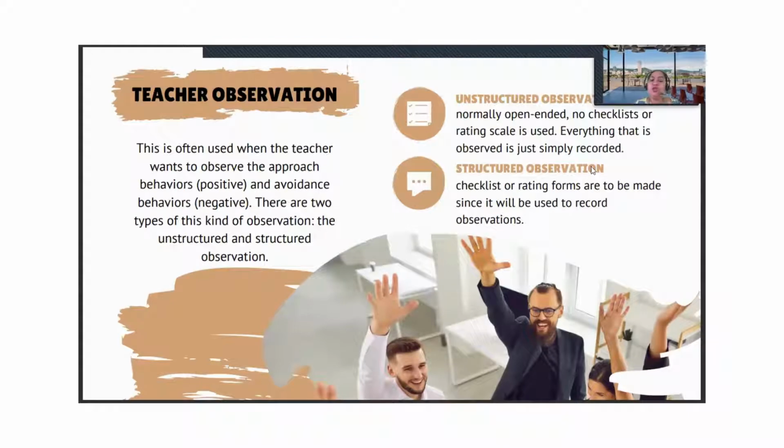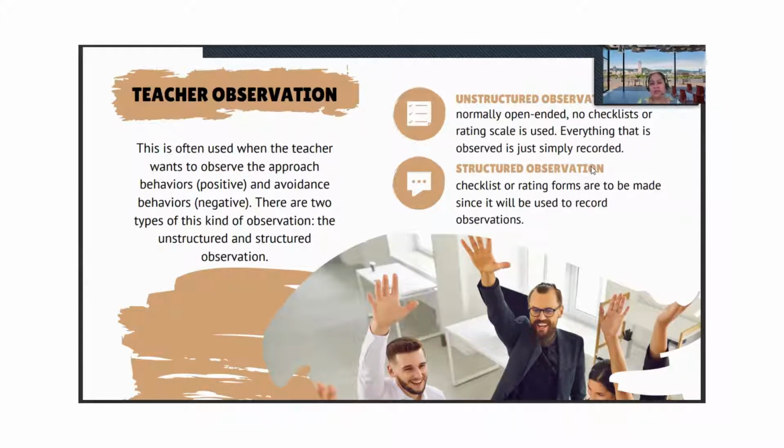Okay, so in teacher observation, this is the first tool that we use when we have our assessment in affective domain. This is often used when the teacher wants to observe approach behaviors, which are positive, and avoidance behaviors, which are negative. And there are two types of this kind of observation, the unstructured and structured observation.